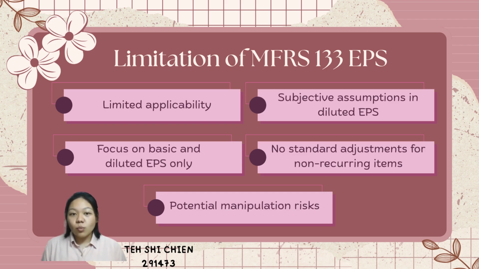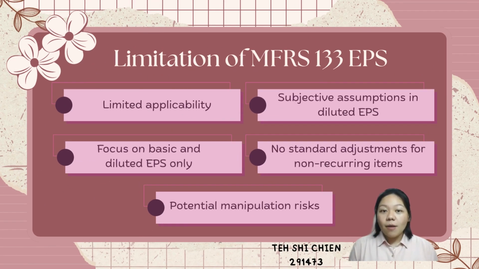Next, MFRS 133 focuses only on basic and diluted EPS, but doesn't cover adjusted EPS, which many analysts find more meaningful. Companies may report adjusted EPS excluding one-time items, but without standard rules, this figure can be inconsistent or even manipulated, which makes comparison across companies unreliable.